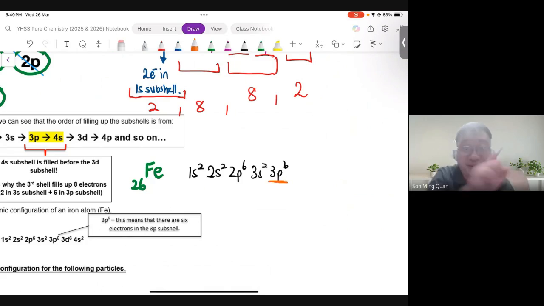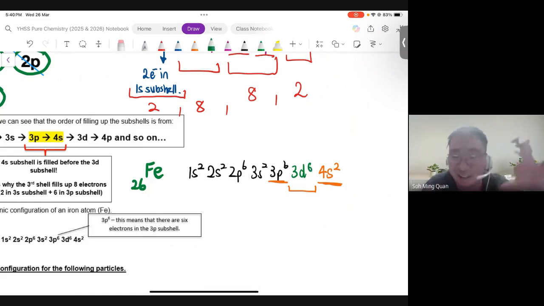So after 3p, what's next? You got to remember, after 3p, the next one is always 4s. Do you notice I leave a space between the 3p and the 4s? I left the space deliberately because I know 4s only holds 2 electrons. Therefore, I've only filled 20 electrons. I still have 6 more. And the 6 more needs to go into the 3d. We will still write the 3d between the 3p and the 4s as a convention, as a habit. But do know that the 3d is actually filled after the 4s.